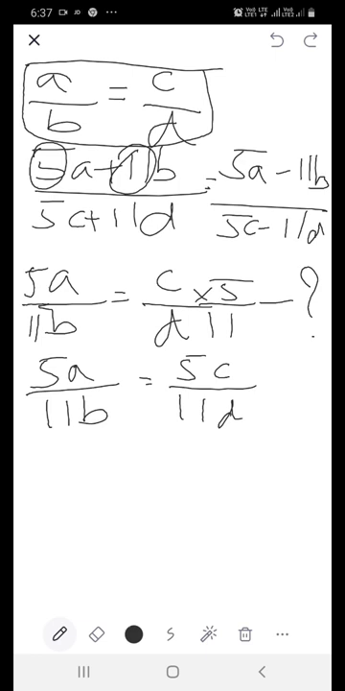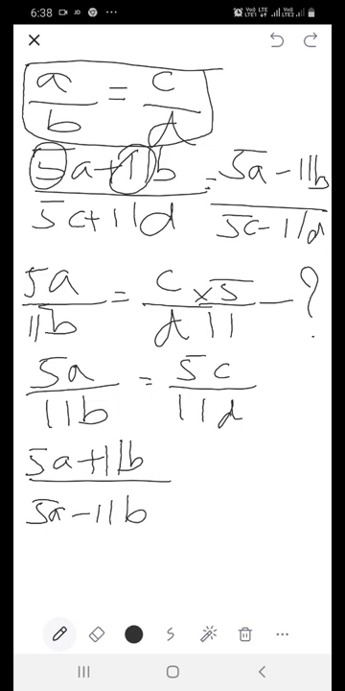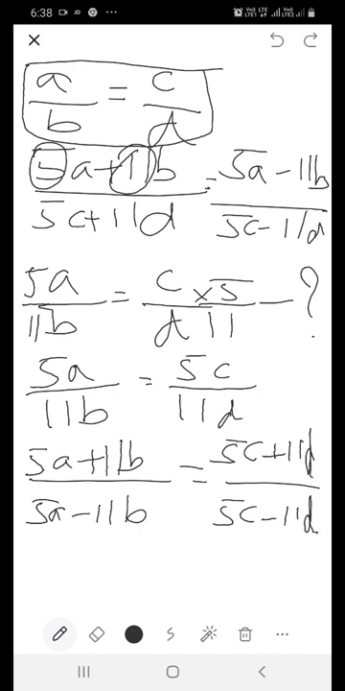After that we are going to apply componendo and dividendo. That is, add the two terms, componendo, subtract the two terms, dividendo. Same is to be done on the right hand side. 5c plus 11d upon 5c minus 11d. I have used componendo and dividendo. Now what will be your next step?